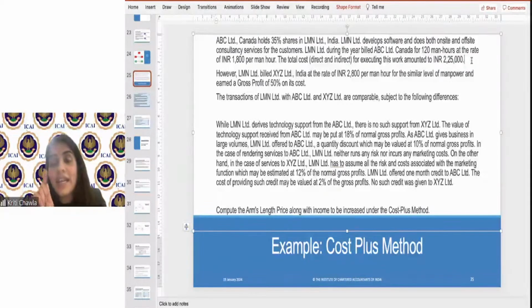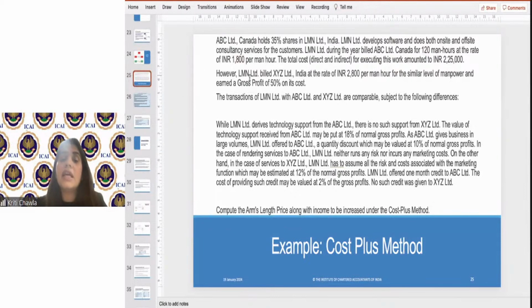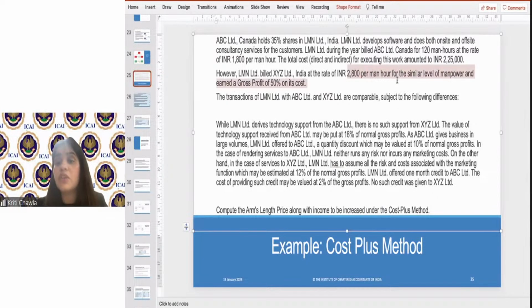That means LMN Limited had a cost of 2,25,000 rupees and they were billing them for 120 into 1,800 per man hour. However, LMN Limited billed XYZ Limited India at the rate of 2,800 per man hour for a similar level of manpower and earned a gross profit of 50% on its cost.